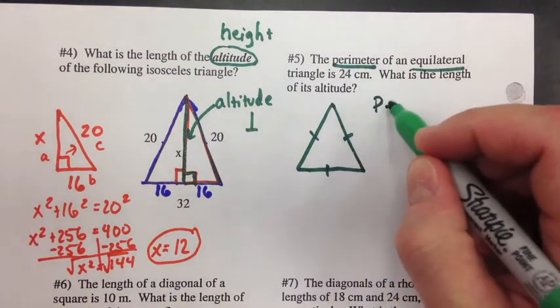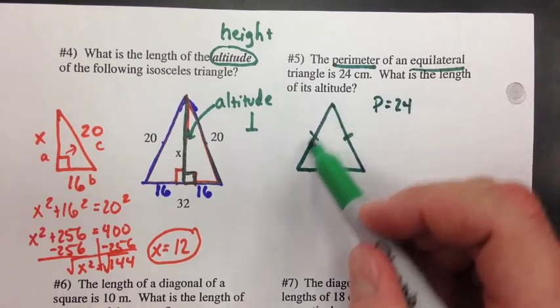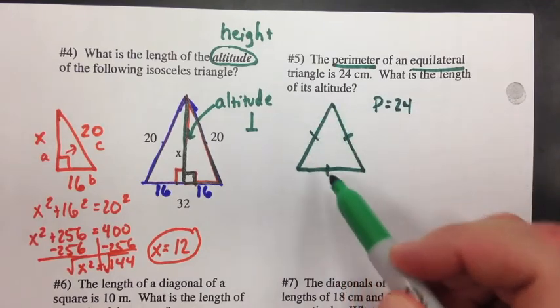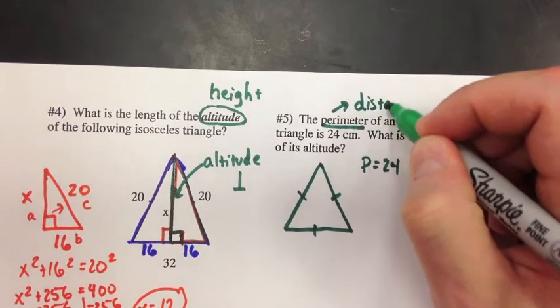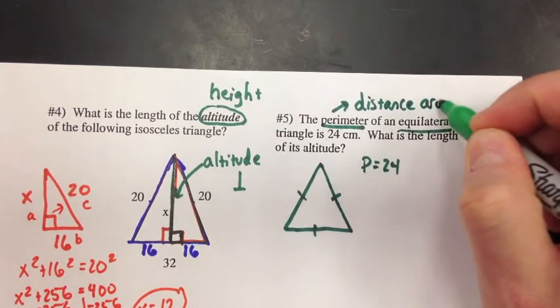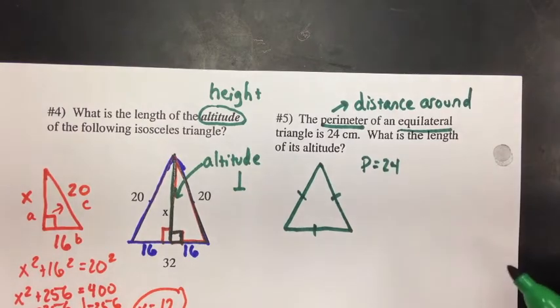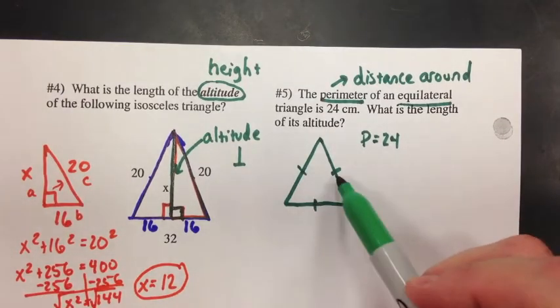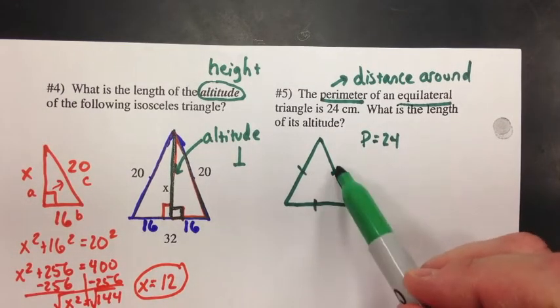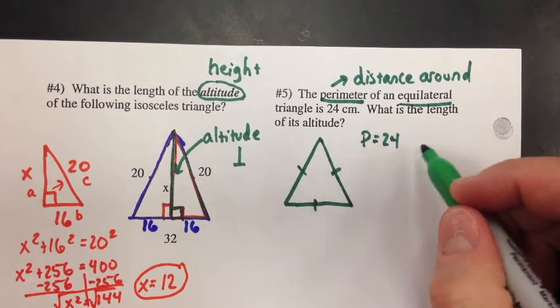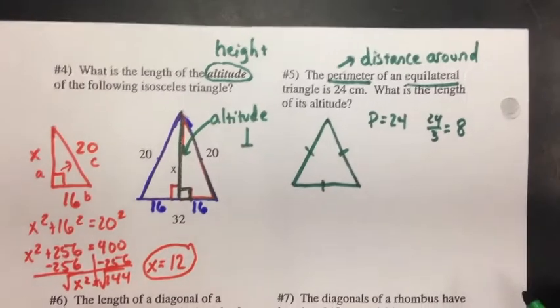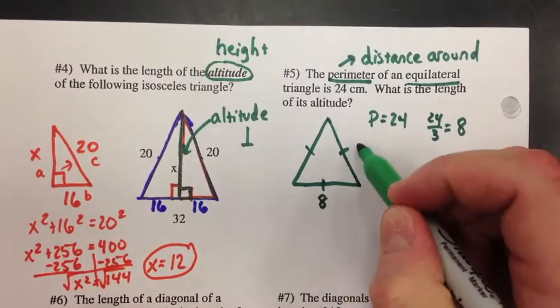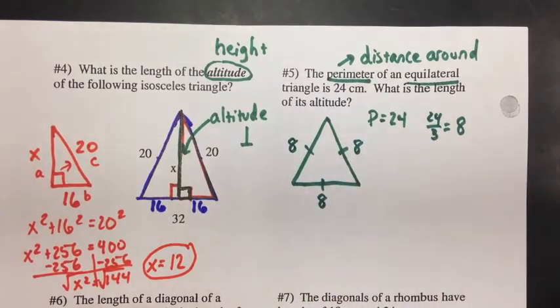So perimeter is distance around. Perimeter, distance around the figure. Now, we have three sides here. All the sides are the same. And if their total distance is 24, we can divide that by 3. So each side is 8. So 8, 8, 8. Let's label it.